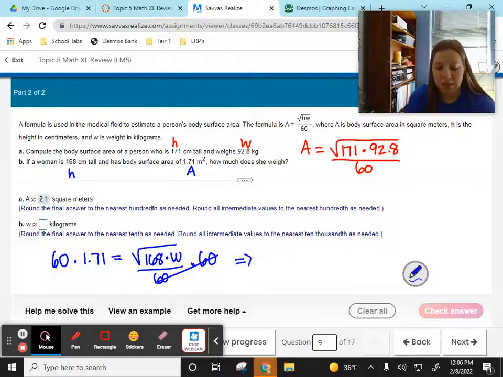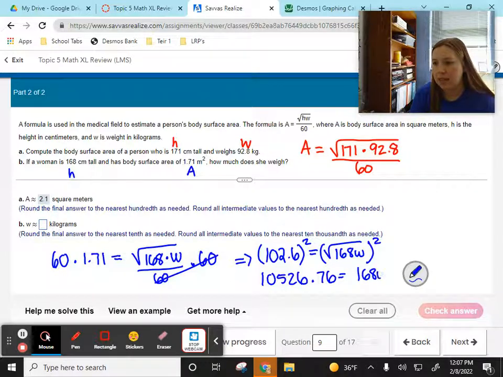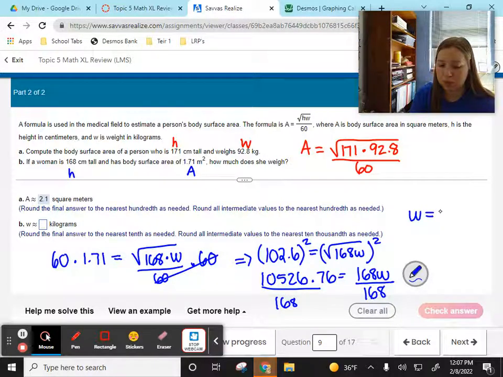So 60 times 1.71 is 102.6 equals the square root of 168W. I want to square both sides to get rid of my radical sign. And I get 10,526.76 equals 168W. And then I'm going to divide both sides by 168. And I'm going to get W equals 62.659.